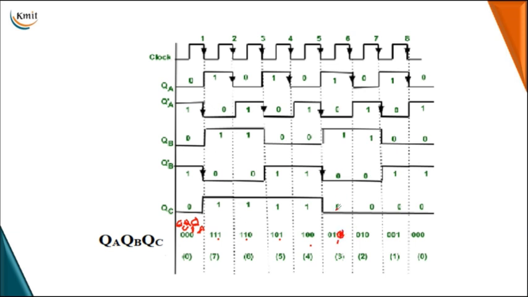So 011, that is 0 on QC, 1 on QB, 1 on QA, which is 3. Next 010, which is 2, where QC is 0, QB is 1, QA is 0. Next, after the 8th clock pulse, again the count sequence is repeated from the initial state of 0. So it counts the number of states in a down sequence. Hence it comes under a 3-bit asynchronous or ripple counter.